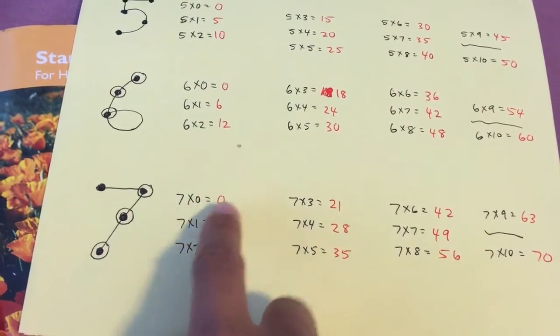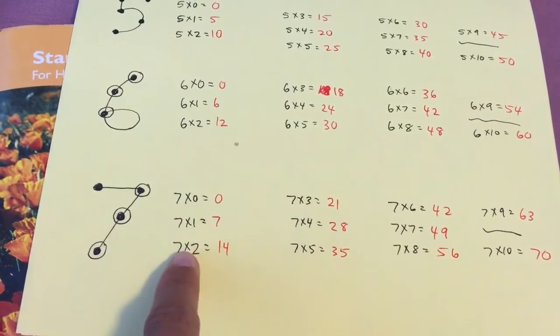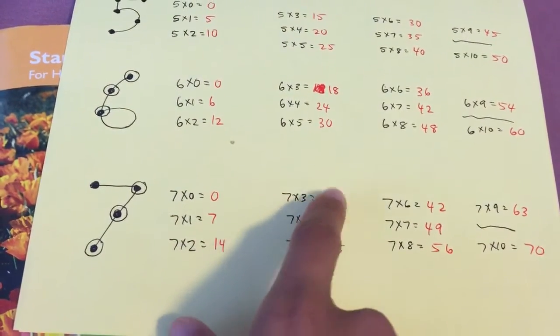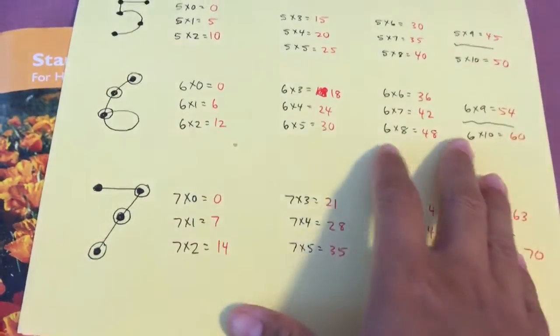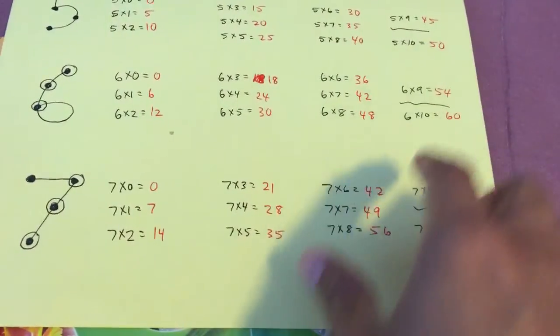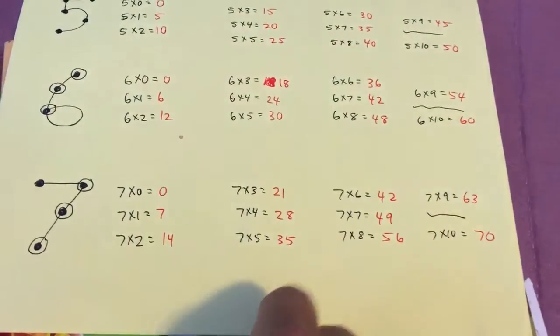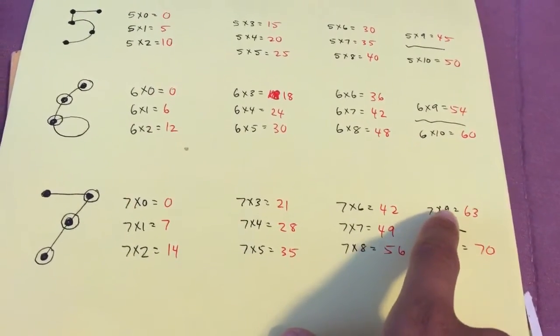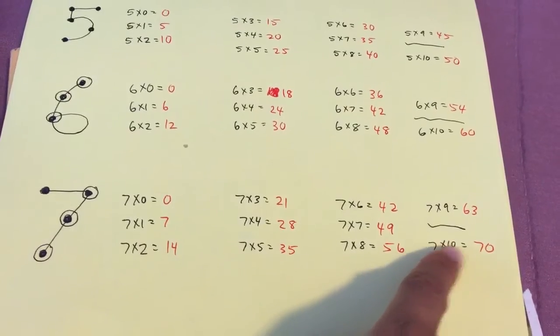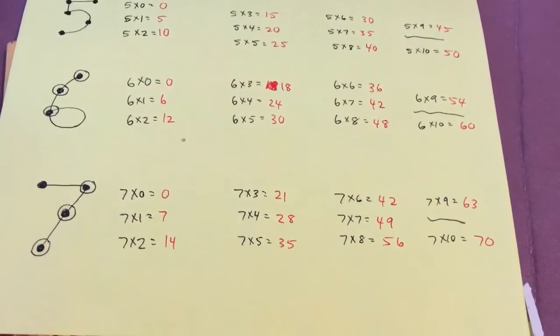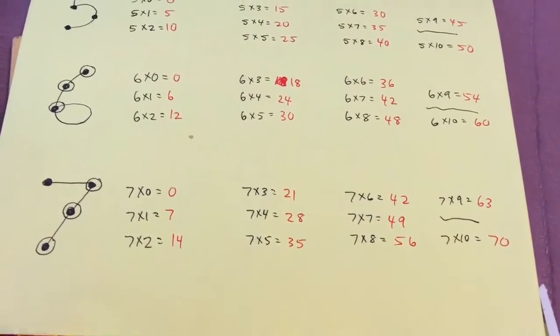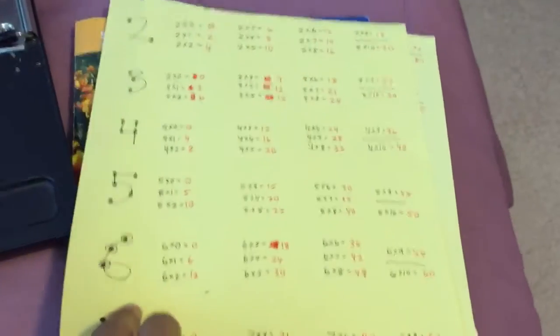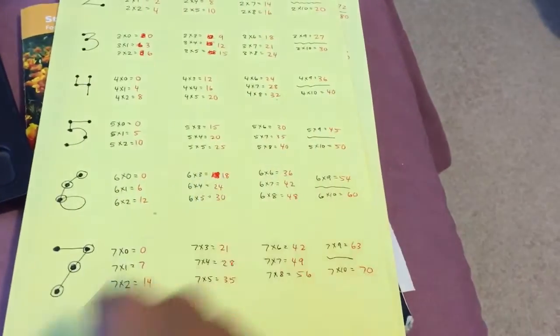Sevens, 7 times 0 is 0, 7 times 1 is 7, 7 times 2 is 14, 7 times 3 is 21, 7 times 4 is 28, 7 times 5 is 35, 7 times 6 is 42, 7 times 7 is 49, 7 times 8 is 56, 7 times 9 is 63, and 7 times 10 is 70. Again, pause this video if you need to and double check your answers. We did 8 and 9 together, 2 and 3 together, and so you're just checking the answers for 4, 5, 6, and 7.